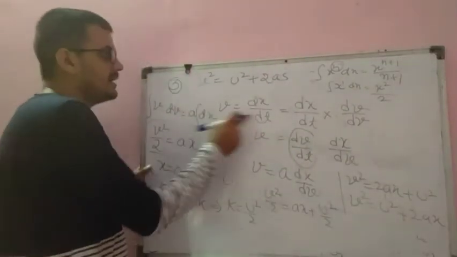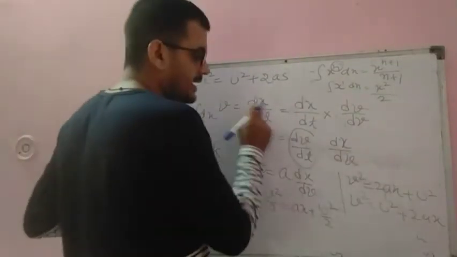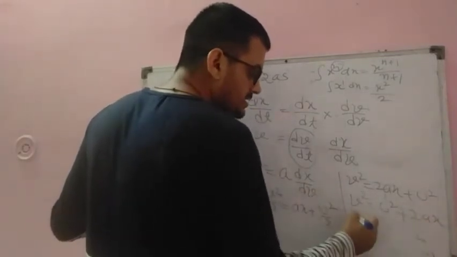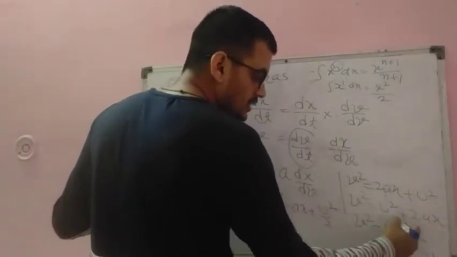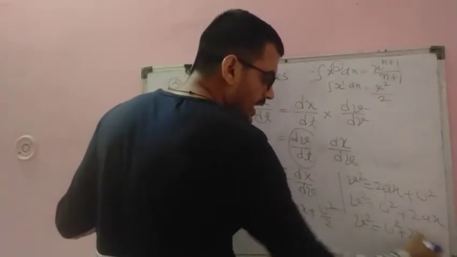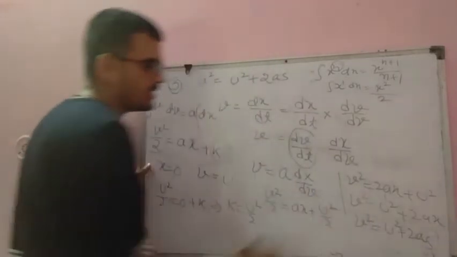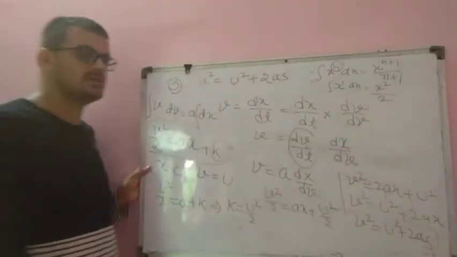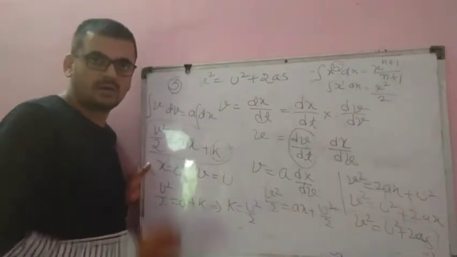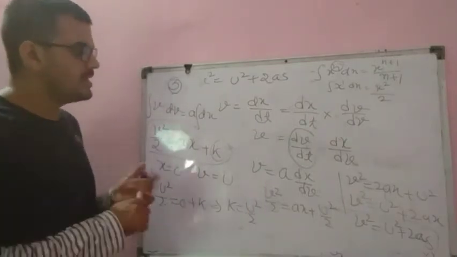Actually we have taken x here, since it was dx, so x came. You can replace this x by distance s. So it will be v square equal to u square plus 2as. This is the proof of the third equation of motion by the calculus method.